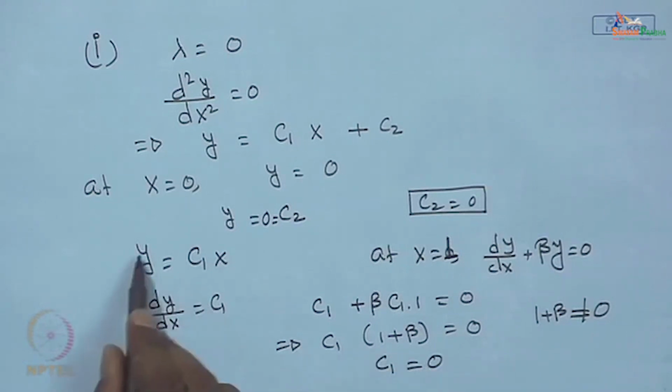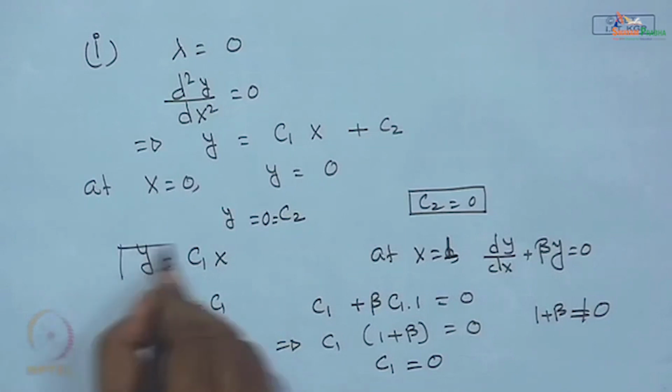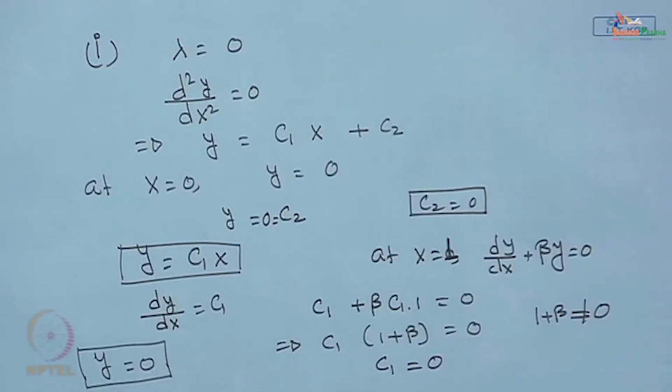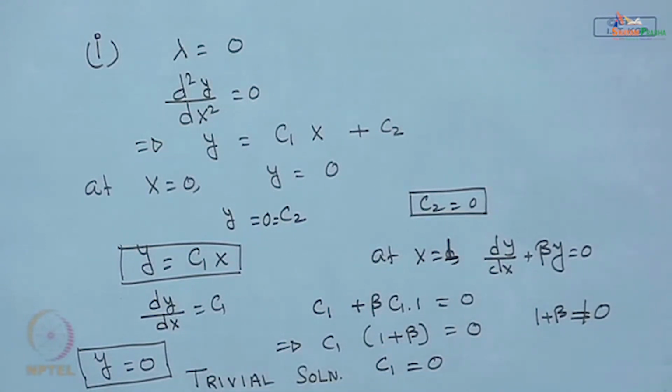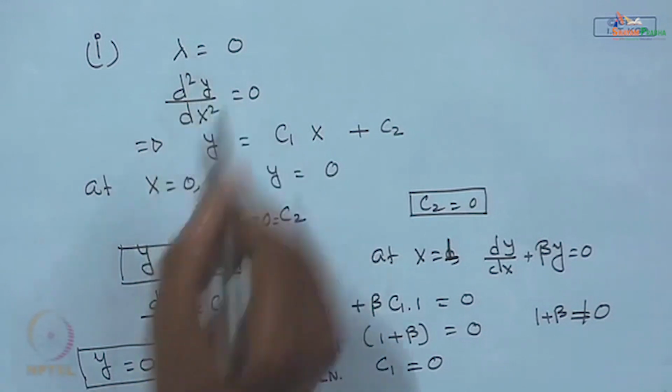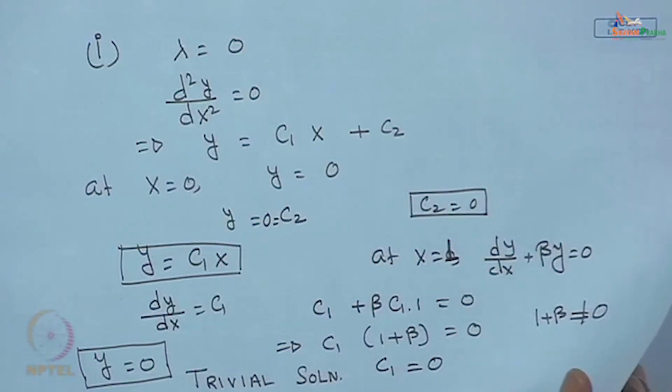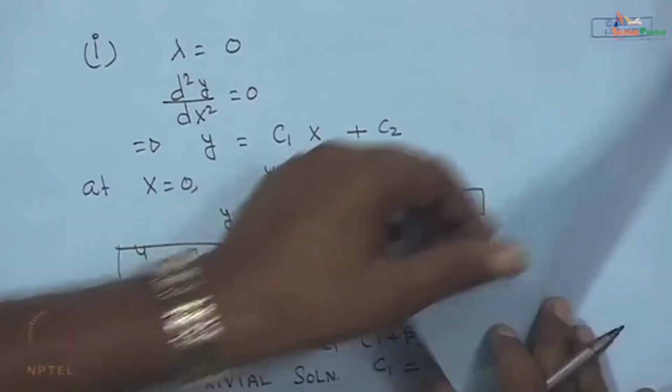So, if C1 is equal to 0, what is the form of our solution? This is the solution we had, y is equal to C1 x, and C1 is 0. So, y is equal to 0 we are getting as a final solution for this case as well. So, this is giving a trivial solution, and we are not looking for a trivial solution. Therefore, in order to get a non-trivial solution, lambda cannot be equal to 0. So, what is the next option? The next option is lambda is negative, and see what we get.